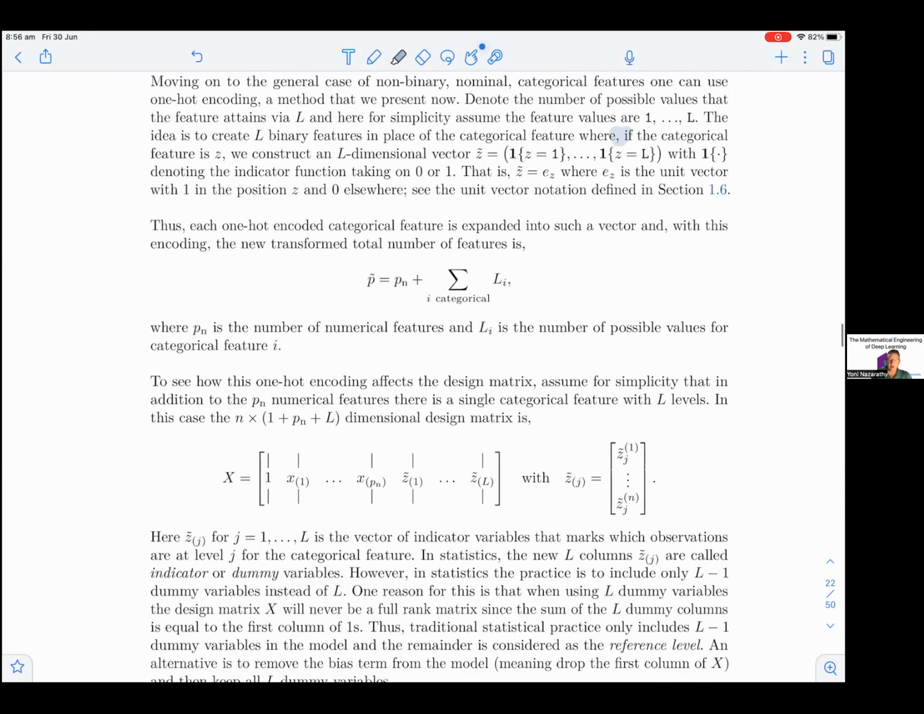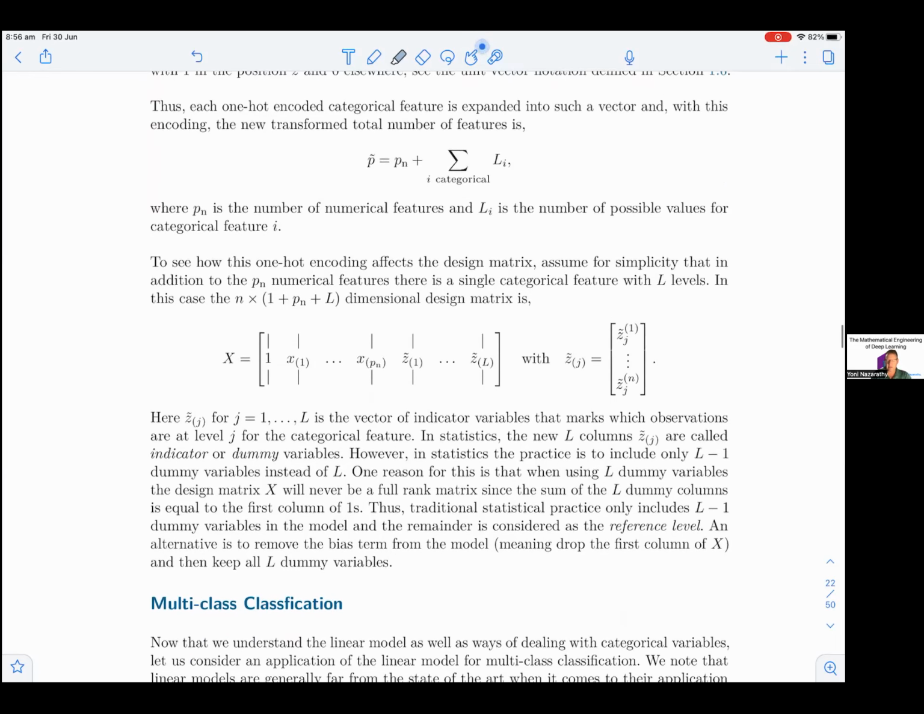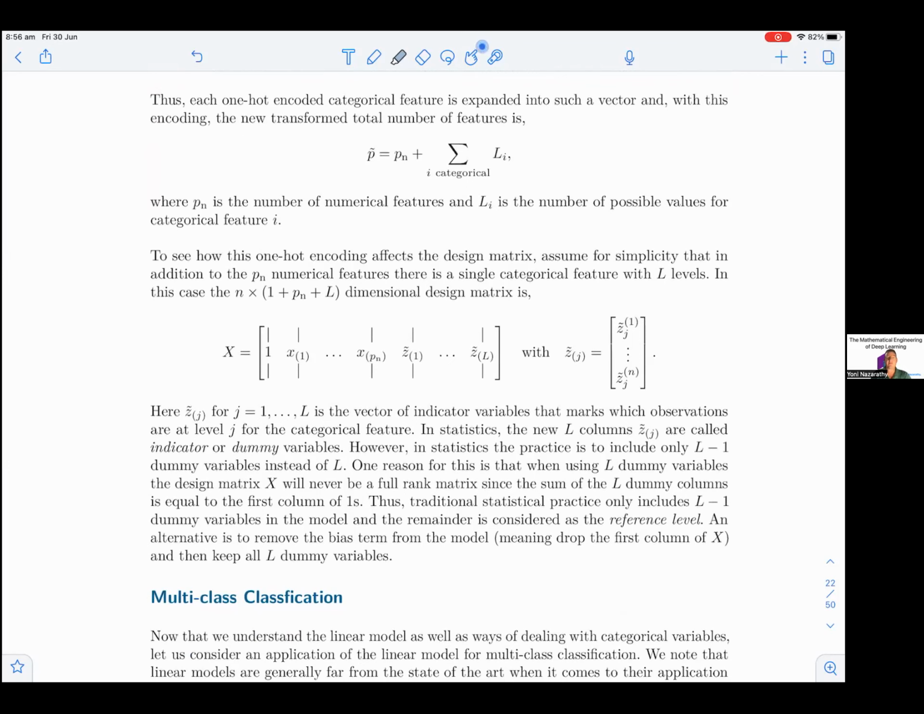Thus, each one-hot encoded categorical feature is expanded into such a vector. And with this encoding, the new transformed total number of features is P tilde, which is P sub n plus the sum over all categorical features i of L sub i, where P sub n is the number of numerical features we had, and L sub i is the number of possible values for each categorical feature i. Okay, so each categorical feature is expanded into L sub i features.